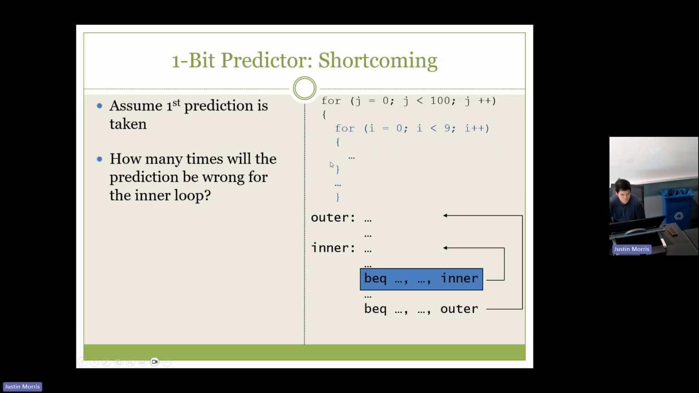So if we have this branch here, we have this for loop and then this for loop. The question is, how many times will the prediction be wrong for the inner loop? What do we think?